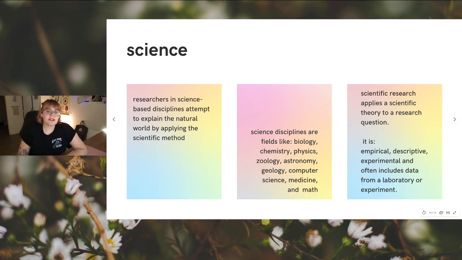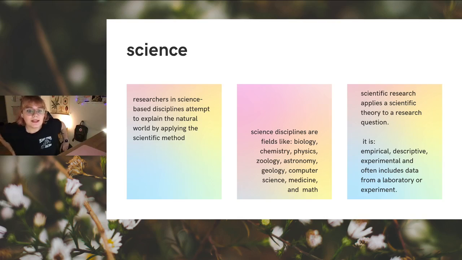Researchers in science-based disciplines attempt to explain the natural world by applying the scientific method. Science disciplines are fields like biology, chemistry, physics, zoology, astronomy, geology, computer science, medicine, and math. Scientific research applies a scientific theory to a research question. Scientific research is usually empirical, descriptive, experimental, and often includes data from a laboratory or experiment.